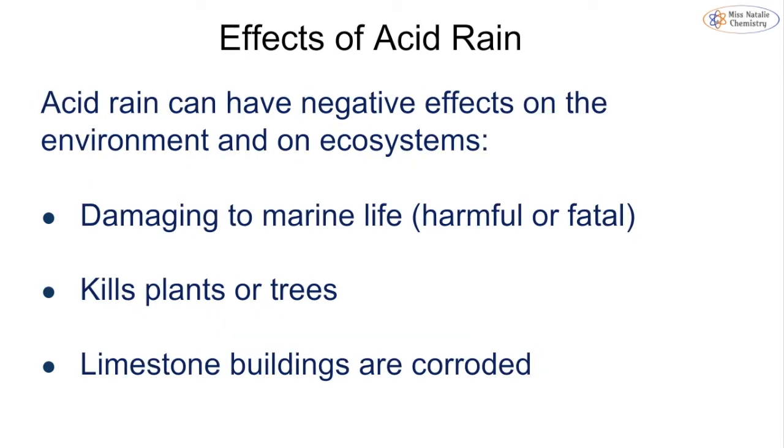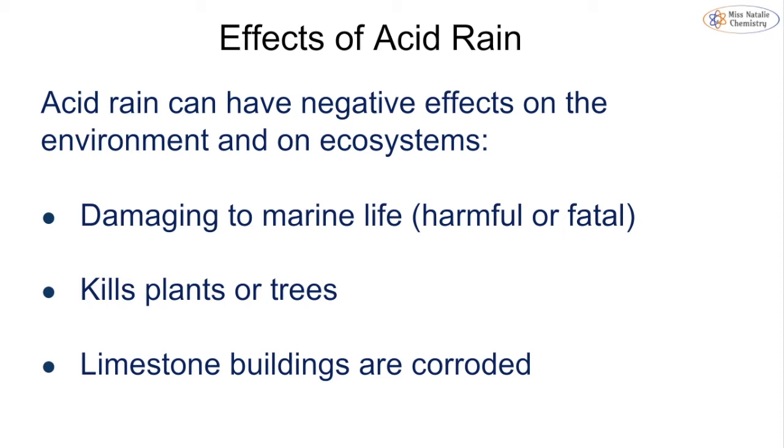So acid rain can be damaging to marine life, and can be either harmful or even fatal to specific marine life. It kills plants and trees, which then has an effect on the delicate balance that we have with plants and trees in terms of photosynthesis and respiration. It can also corrode limestone buildings. Any buildings made out of a rock called limestone can be corroded away, and that could cause damage to the buildings. It could also cause some metals to corrode. So cars, bridges or any metal structure can be affected by consistent acid rain.